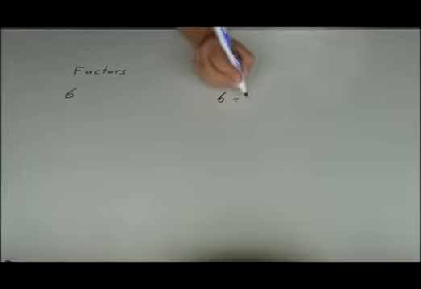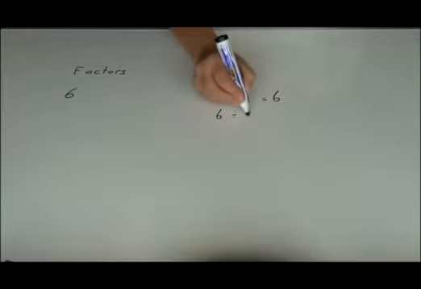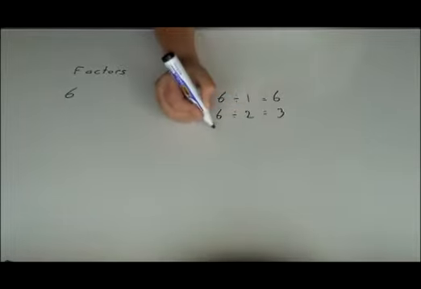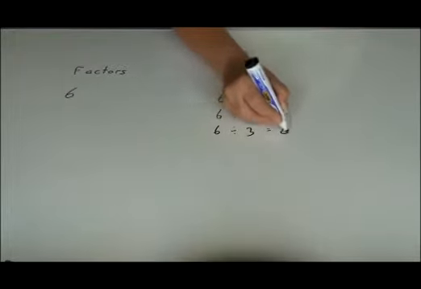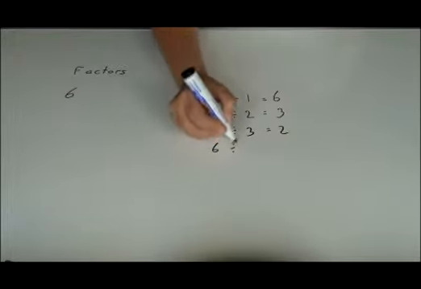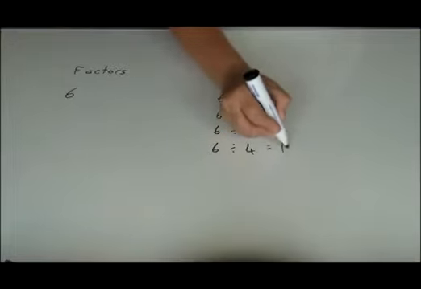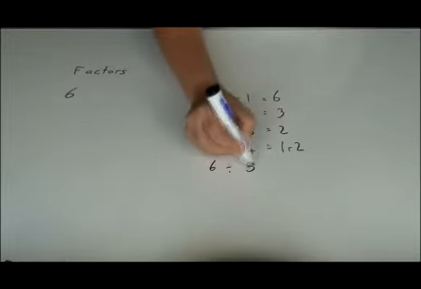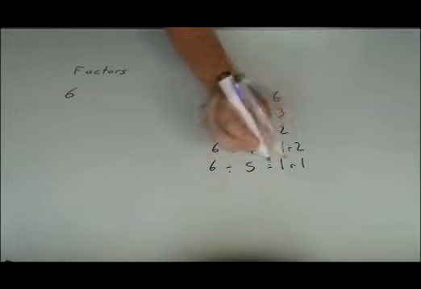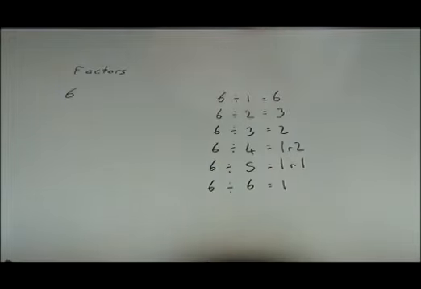with 1, what's 6 divided by 1? Well, that's 6. 6 divided by 2 is 3. 6 divided by 3 is 2. 6 divided by 4 is 1, remainder 2. 6 divided by 5 is 1, remainder 1. And 6 divided by 6 is just 1.